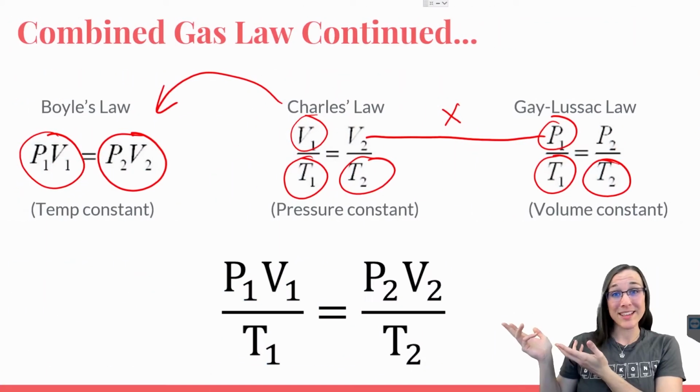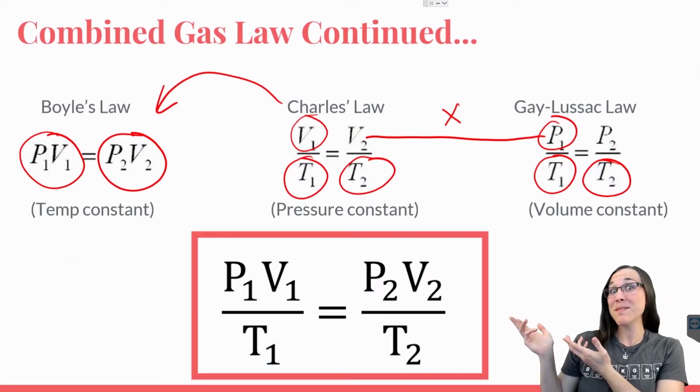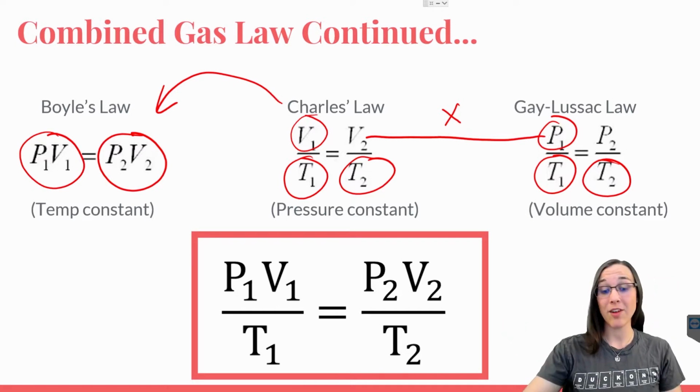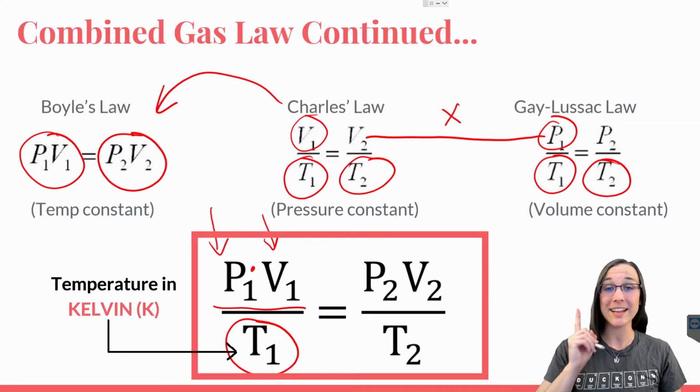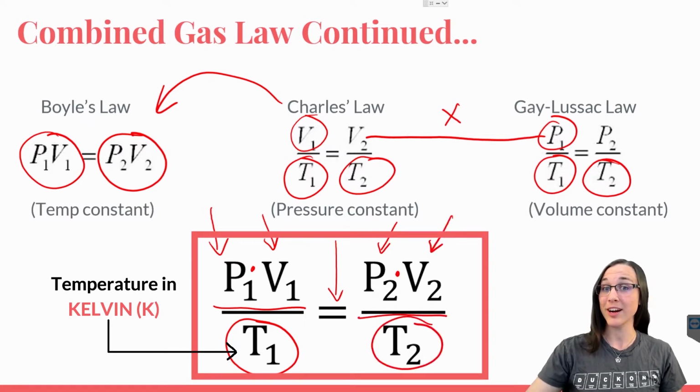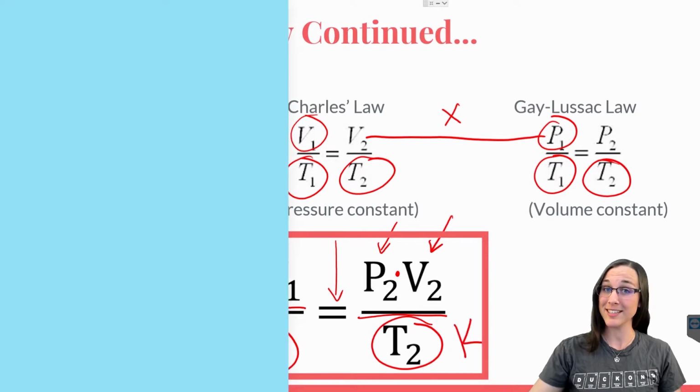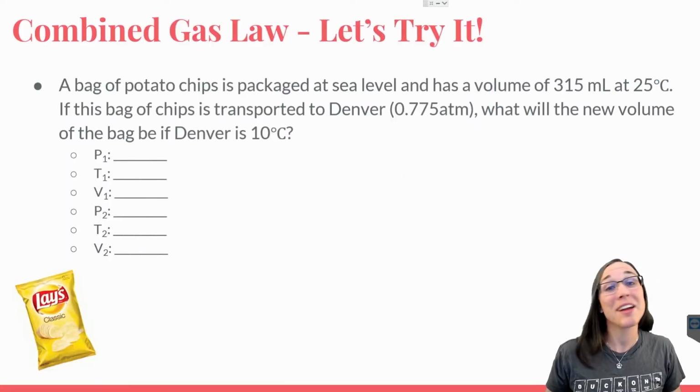So what we end up with is an equation that looks like this, the combined gas law equation, where we have our initial pressure times our initial volume divided by our initial temperature in Kelvin. That still applies here. And we're setting that equal to our final pressure times our final volume divided by our final temperature, again in Kelvin units. So now, let's go ahead and solve that combined gas law problem about potato chips.